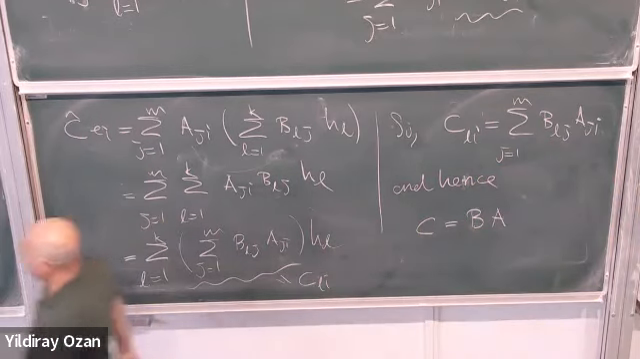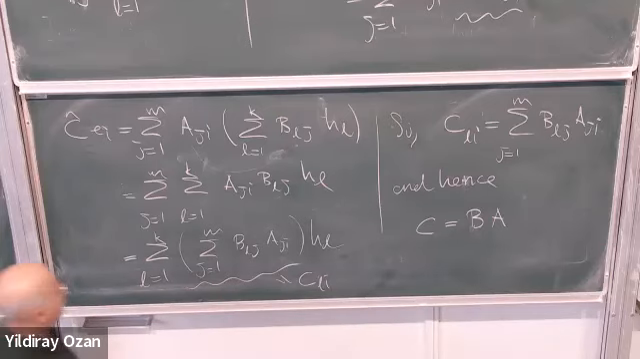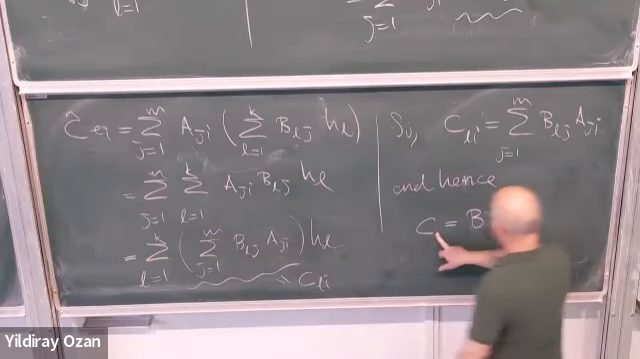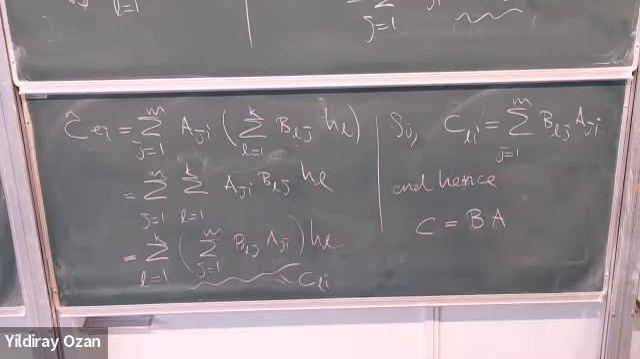C hat is this. This is C hat. The matrix representation of C hat is just the matrix representation of B times the matrix representation of A.